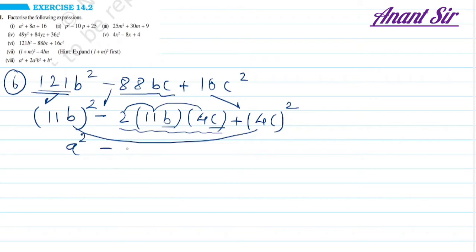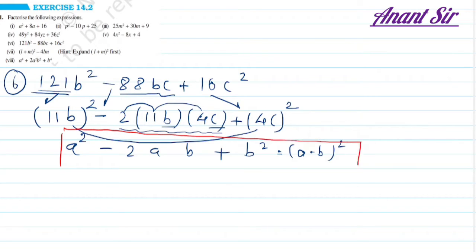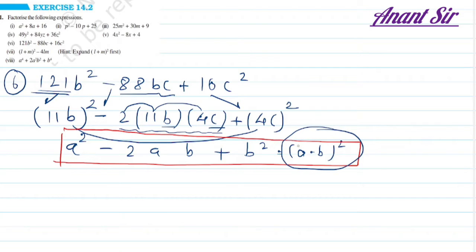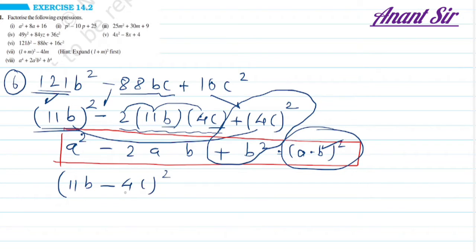Then we can solve this question as a square minus 2ab plus b square is equal to a minus b whole square. So in place of a square in the question we have 11b square. So while writing the answer a minus b whole square, in place of a we have to write 11b, and in place of b, what do we have? We have 4c. So this is our final answer. At the most, what you can do is write this bracket twice. So this is our final answer, friends, for question number 6.